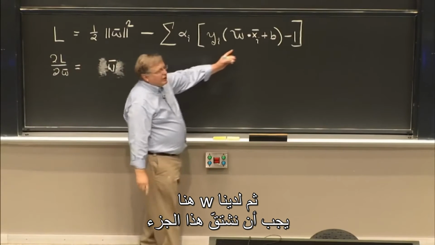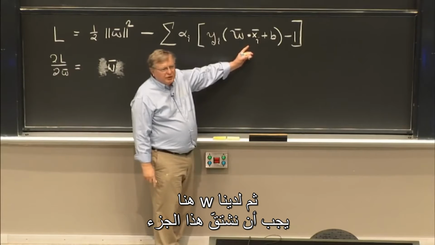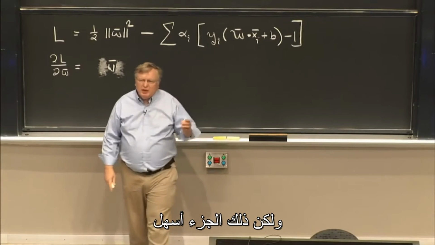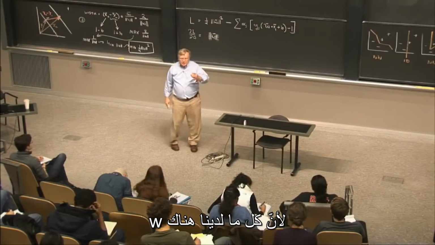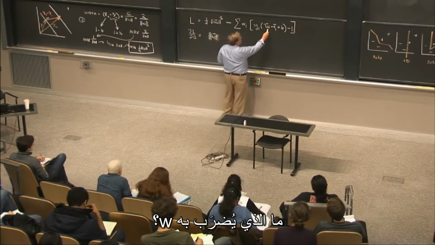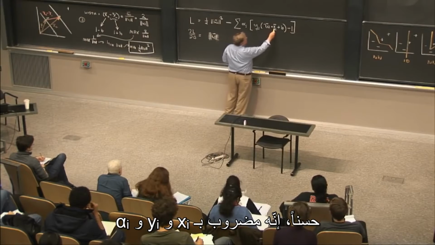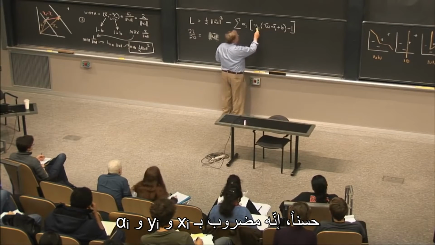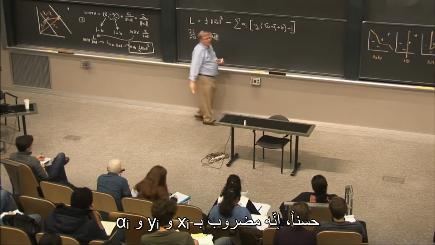Then we got a W over here. Then we got to differentiate this part of it with respect to W as well. But that part's a lot easier because all we have there is a W. There's no magnitude. It's not raised to any power. So what's W multiplied by? Well, it's multiplied by X and Y sub I and alpha sub I.